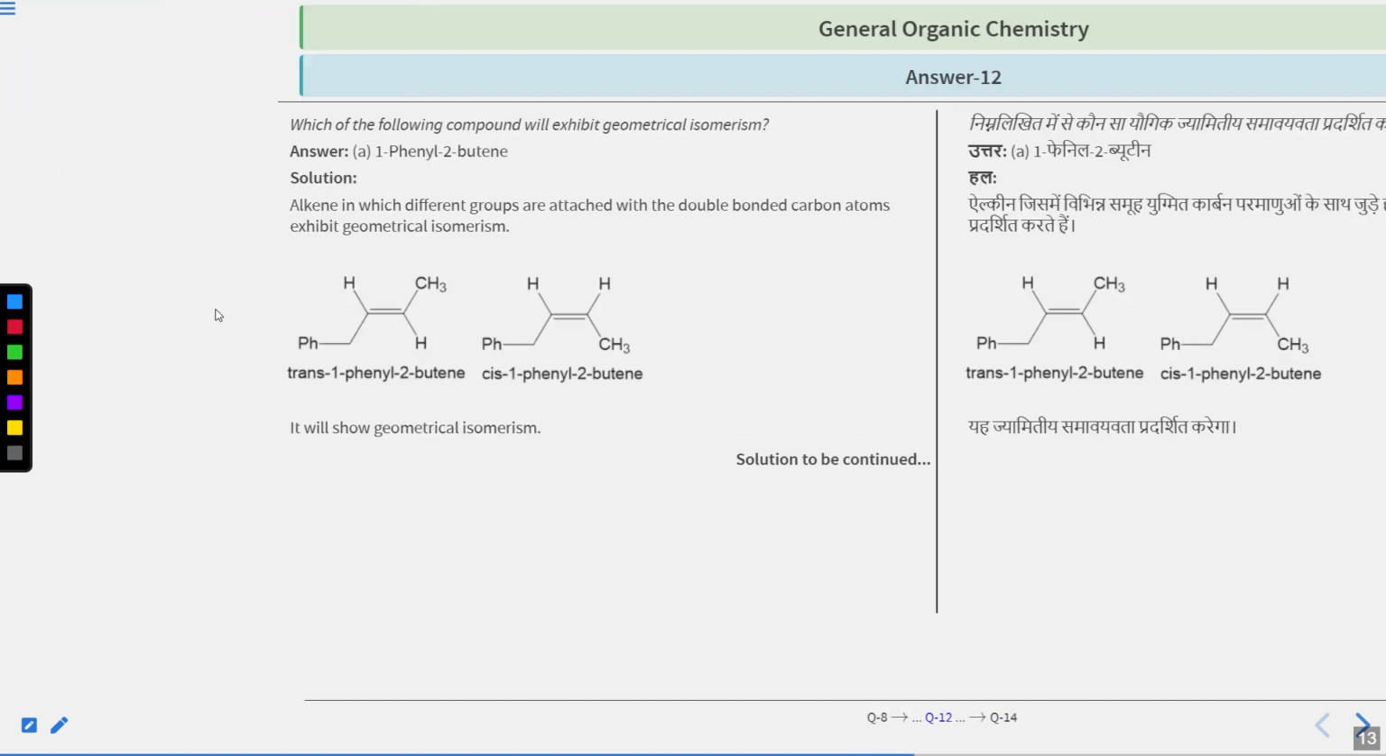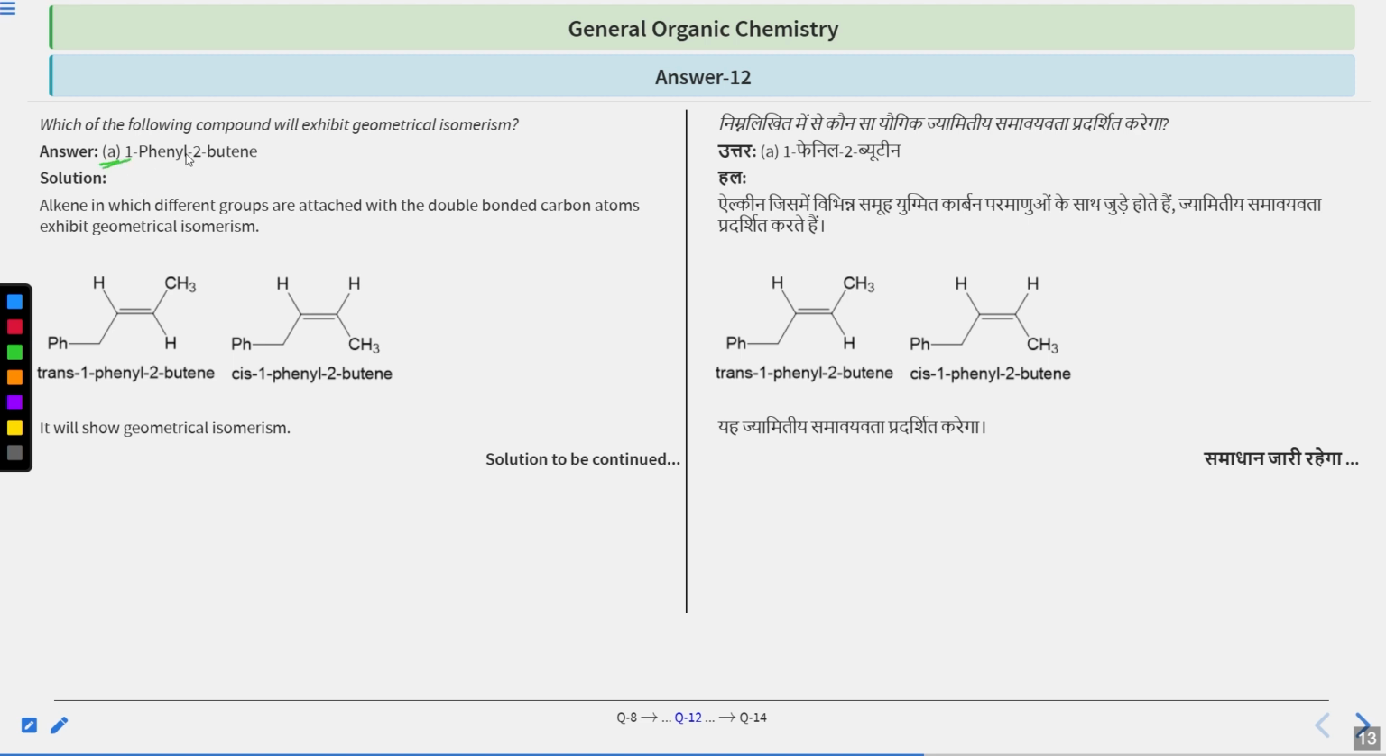Okay, let's see. So the correct answer is option A, that is 1-phenyl-2-butene. We were asked which compound shows geometrical isomerism. Alkenes, in which different groups are attached to the double-bonded carbon atoms, exhibit geometrical isomerism. In 1-phenyl-2-butene, the carbon double bond is present between these two carbons, and different groups are also attached to these two carbons. So we can write it in two geometrical isomer forms.